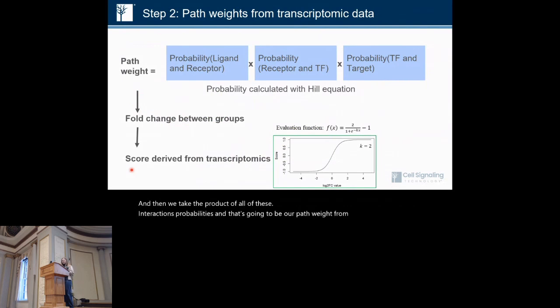From the path weight, since we want to do a differential analysis, we calculate a fold change between the path weights between two conditions. And then from that fold change, we calculate a score, which basically uses this evaluation function to flatten the fold change so that it exists between -1 and 1. So a score of 1 basically means that this path is more highly enriched in our first experimental group, and a score of -1 means that it's more highly enriched in our second experimental group.